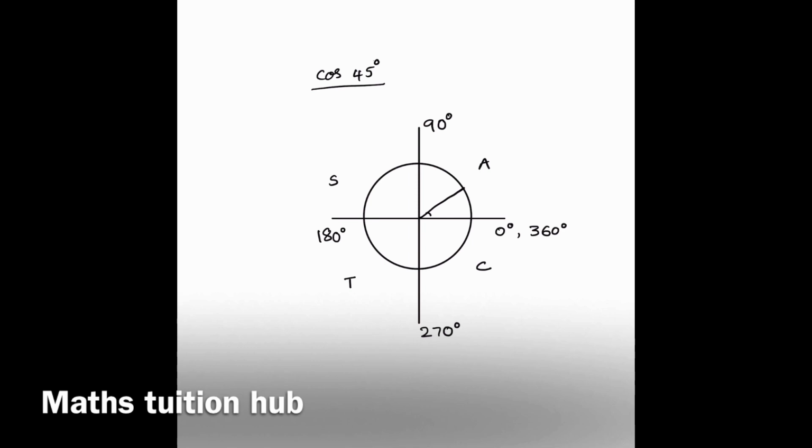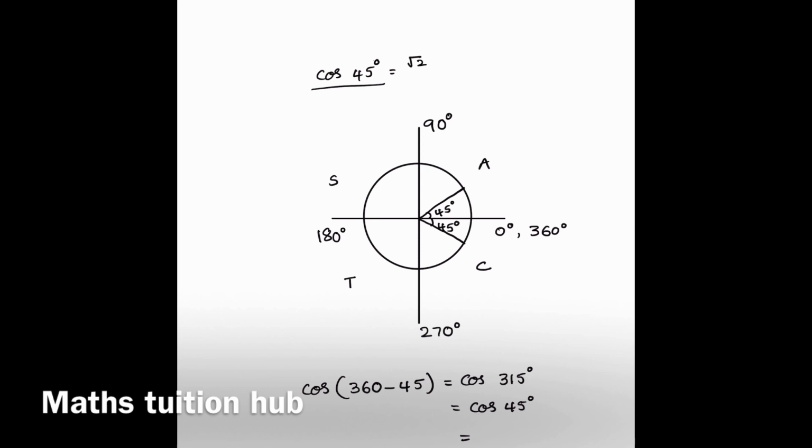Let's do the next question. Cos 45. Label 45 degrees in the first quadrant and in the fourth quadrant because cos values are positive in the fourth quadrant. And in the fourth quadrant we have 360 minus theta values. So cos of 360 minus 45 will give us cos 315, which is the same as cos 45. The value of cos 45 and cos 315 is root 2 over 2.